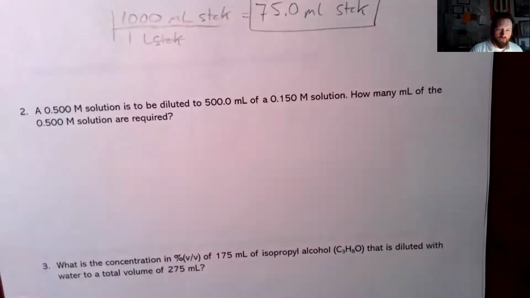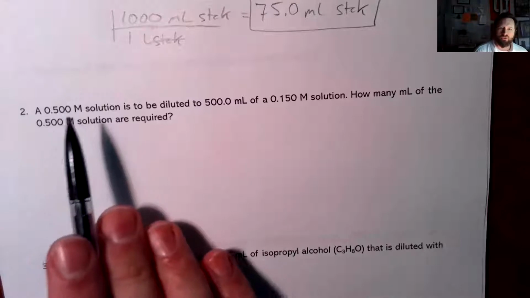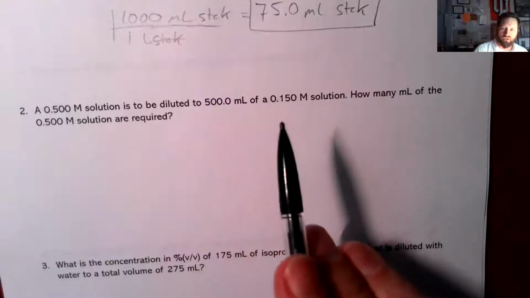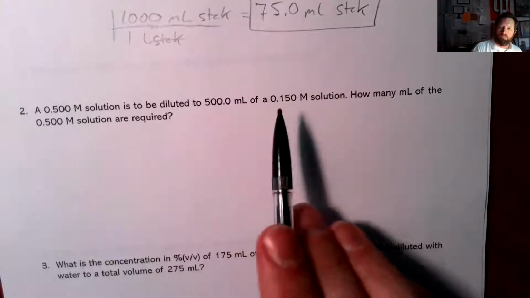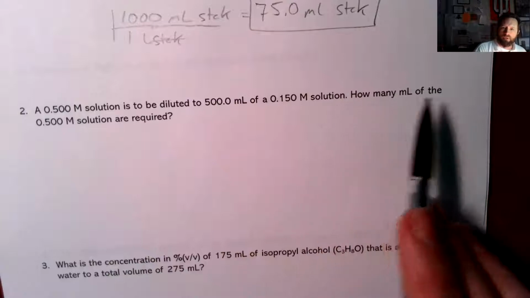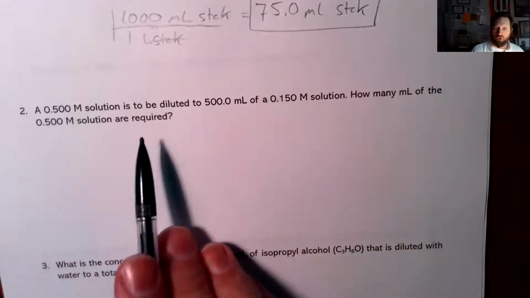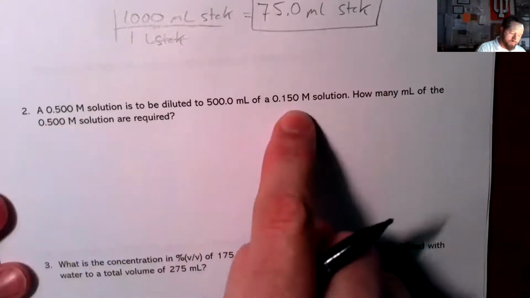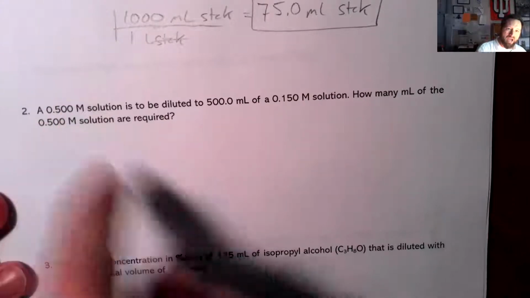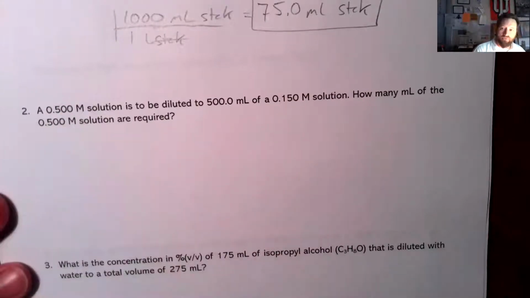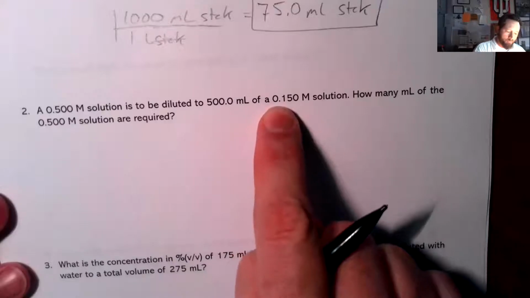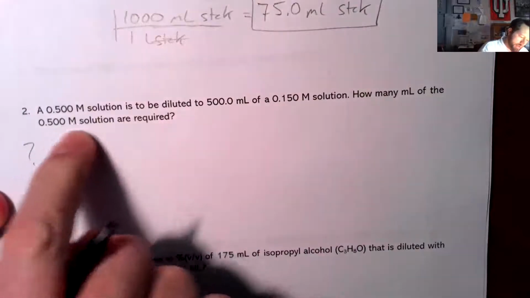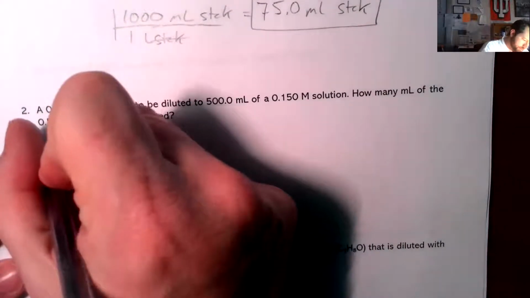Let's take a look at number 2. A 0.500 molar solution is diluted to 500 milliliters of a 0.150 molar solution. How many milliliters of the 0.500 molar solution are required? Okay, well, again, stock, dilution. The stock is always the more concentrated version, so that makes the 0.500 molar our stock, and the 0.150 molar our dilution. So we're looking for how much of our stock is required.